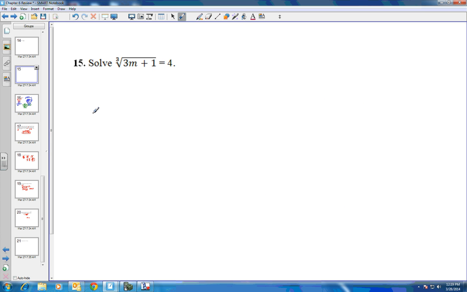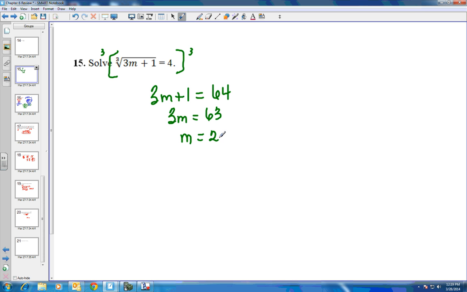Okay, on 15, I'm supposed to isolate my radical sign. It already is. What am I going to do to both sides? It's a cube root, so I need to cube both sides. So when I cube the left, I get 3m plus 1 equals 4 cubed. 4 times 4 times 4, 64. Subtract 1, 3m equals 63. Divide by 3, and I get m equals 21.